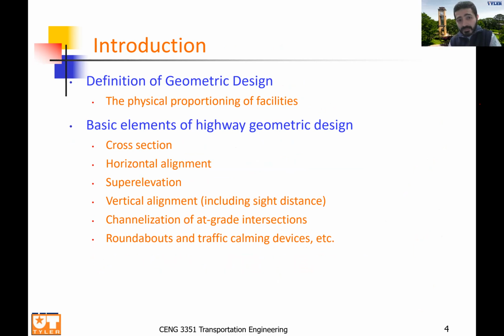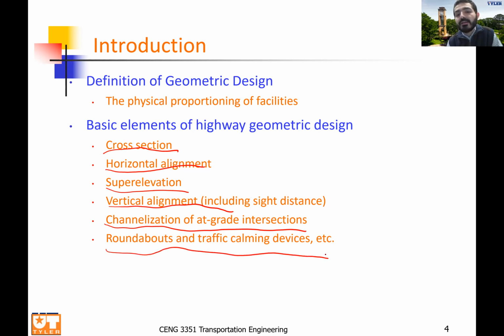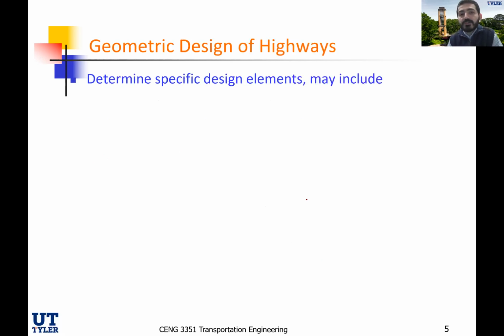There are main elements of any highway geometric design, and this can be a career by itself, by the way, guys. Being a geometric designer, I know many students who graduated and most of their daily job is to do geometric design, which has to do with designing the cross section of the road, the horizontal alignment, the superelevation, the vertical alignment. If needed, we can even do channelization at grade intersections, all the way to roundabouts and traffic calming devices that we can design and discuss. All of these are part of being a geometric designer, and part of the elements of designing roadways.